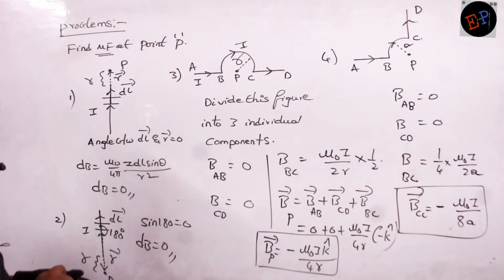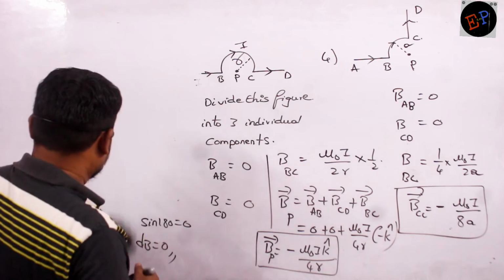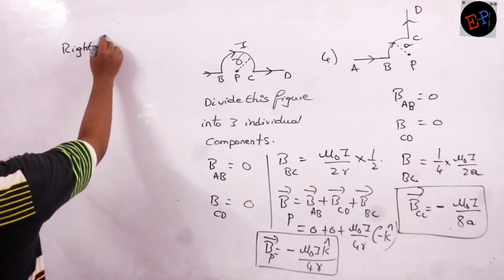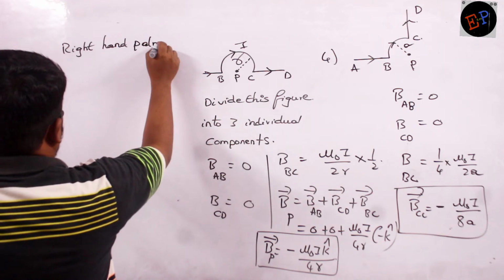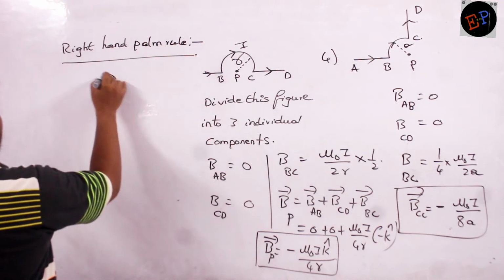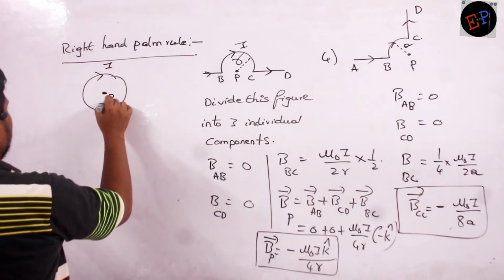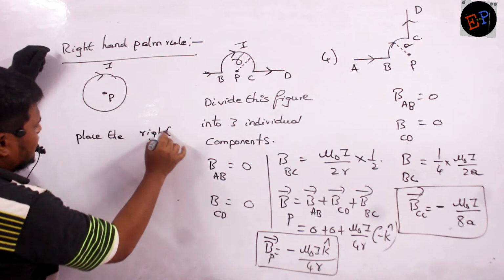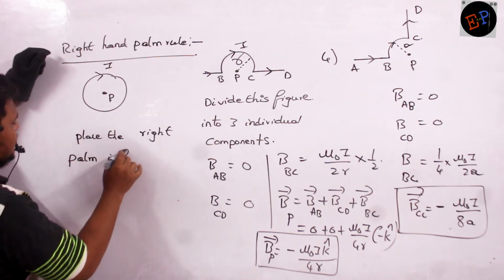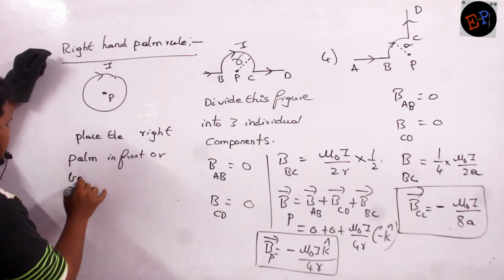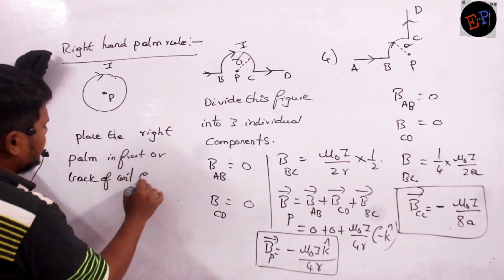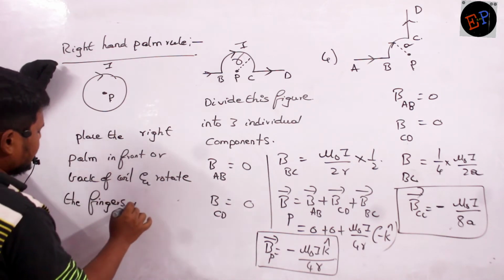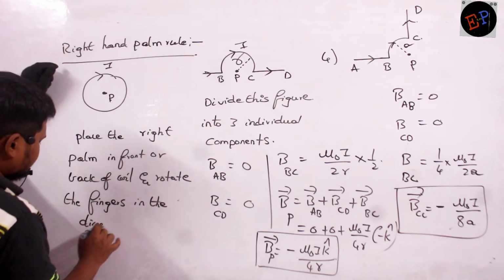So after writing this, we will write the right hand palm rule. Place the right hand palm in front or back of coil and rotate the fingers in the direction of current.